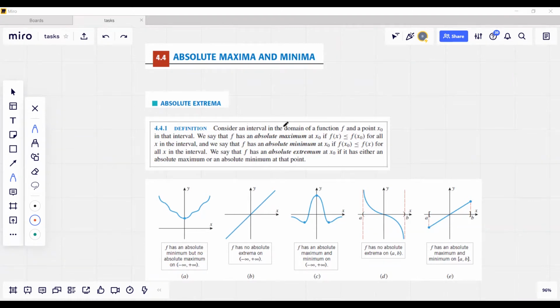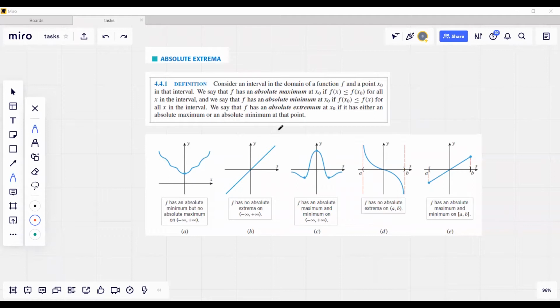So consider an interval in the domain of a function f and a point x0 in that interval. We say that function f has an absolute maximum at x0 if values of the function at all points x in that interval are less than or equal to the value of the function at x0. And we say that function f has an absolute minimum at x0 if values of the function at all x in the interval are greater than or equal to the value of the function at x0. We say that function f has an absolute extreme at x0 if it has either an absolute minimum or absolute maximum at that point.